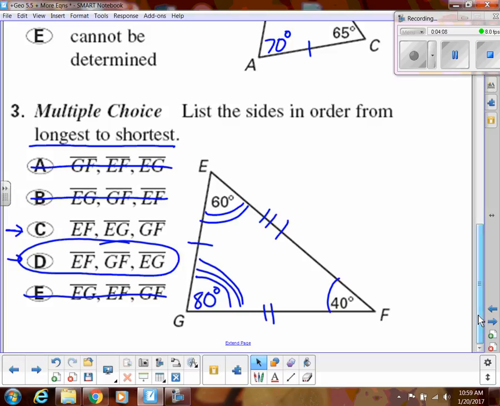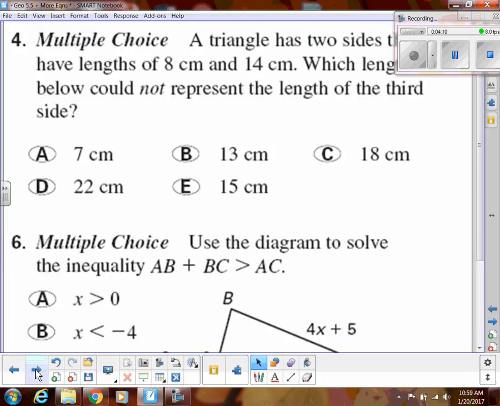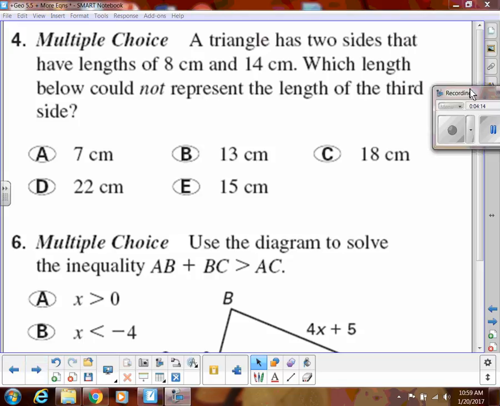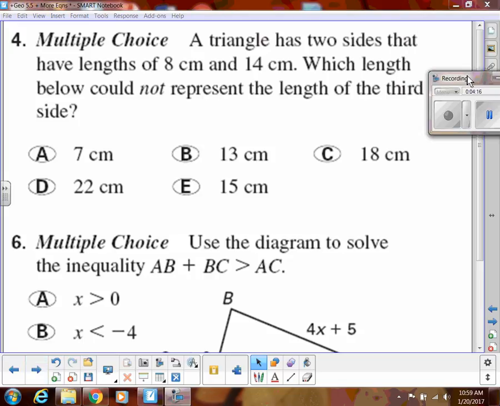All right, next question. Number 4. A triangle has 2 sides that have lengths of 8 and 14. Which length below could not represent the length of the third side? Pause the video here.